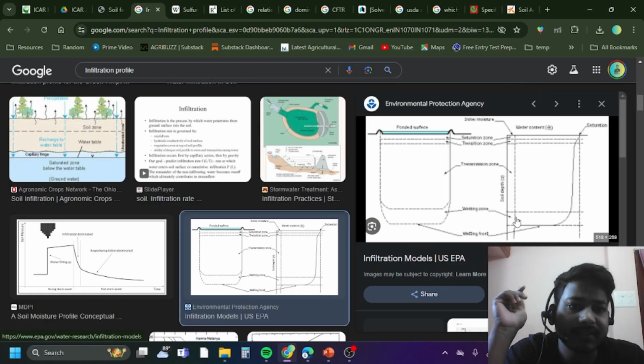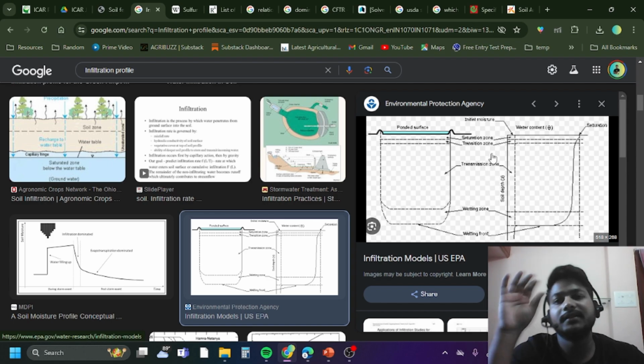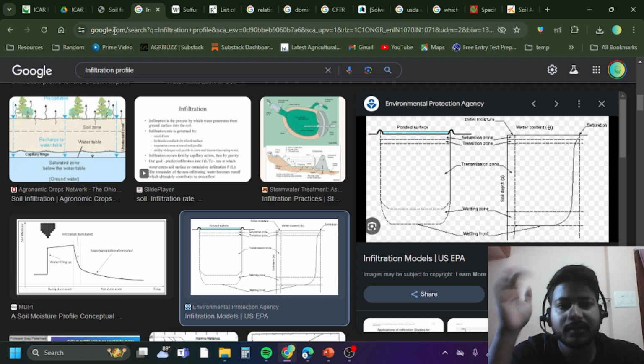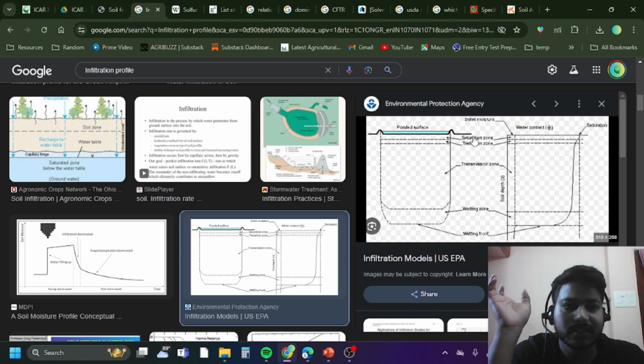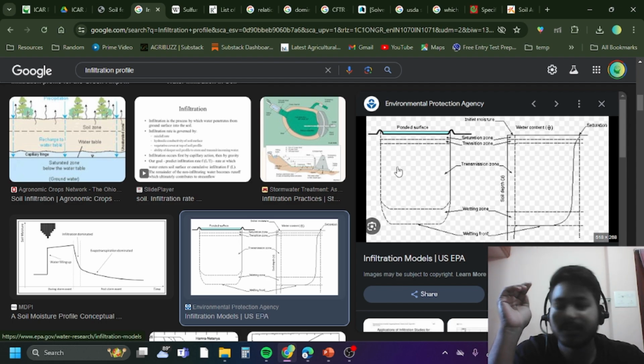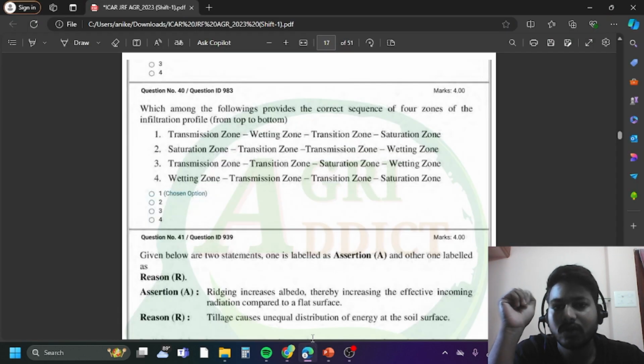Yeah, you can see in this picture. The first zone is the saturation zone, which means the first layer will be completely filled with water. Then it will be the transition zone. If we come to the transmission zone, water will be transferred, and then the wetting zone and wetting front. So these are the 4 layers: saturation, transition, transmission, and wetting. According to this, option number 2 is correct.